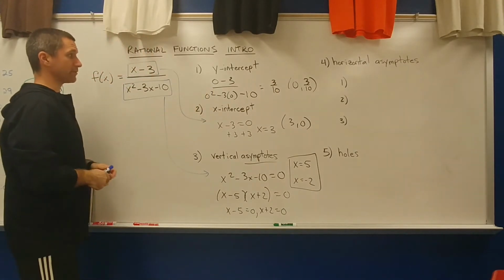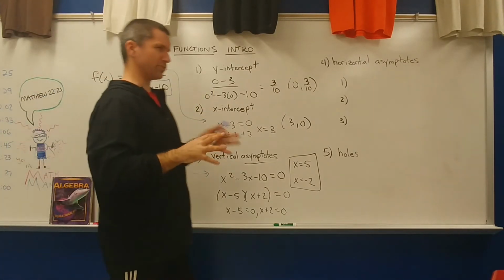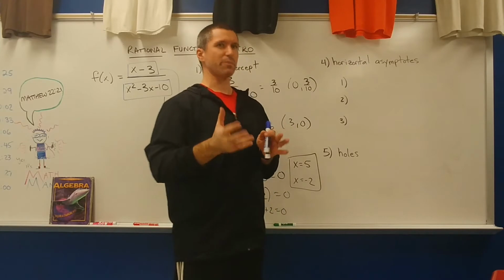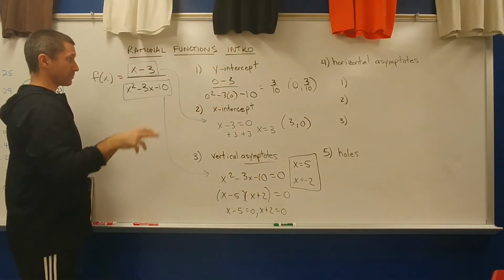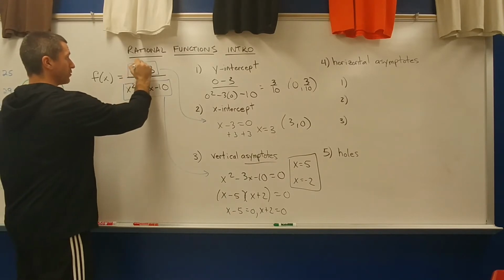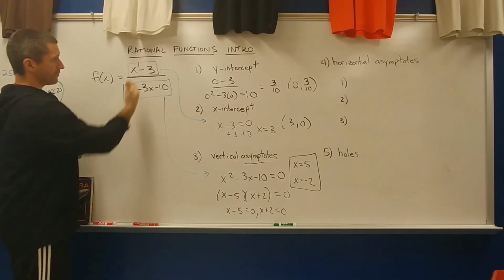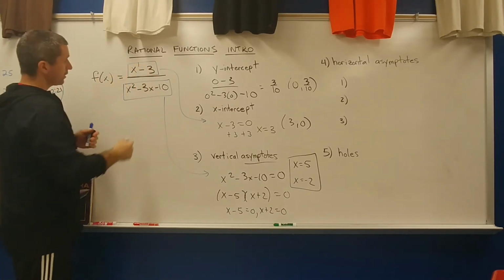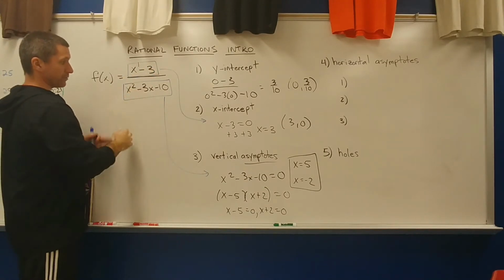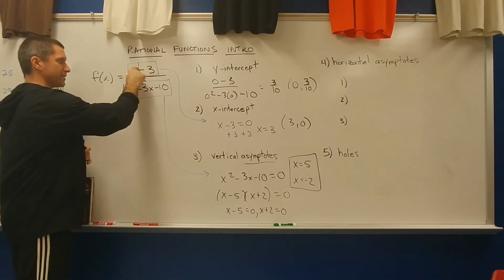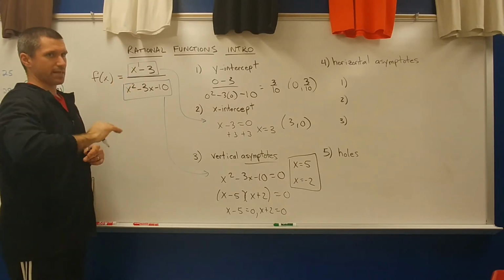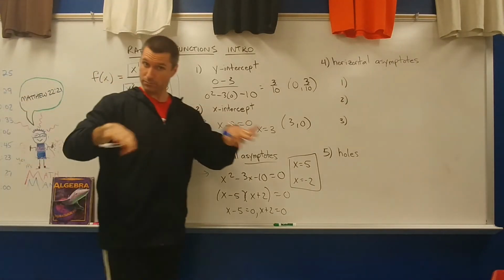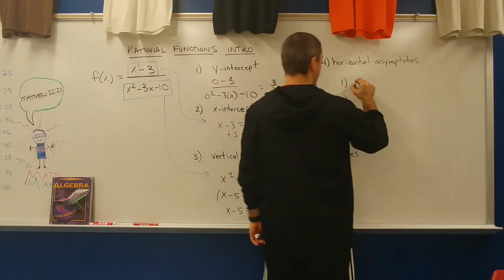Okay, let's talk about horizontals. This one gets a little kind of crazy. You just have to memorize your rules and have a feel for it. There's 3 things to look at for a horizontal. Number 1, look at the degree of the top, which is a degree 1, linear, and the degree of the bottom, degree 2, quadratic. If the degree of the top is less than the degree of the bottom, it's always the x-axis as your horizontal, okay?